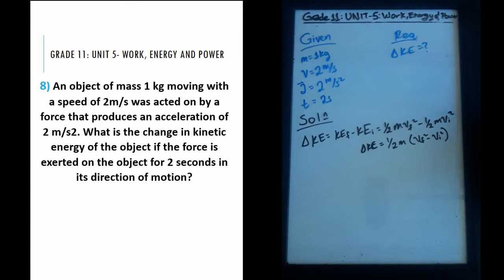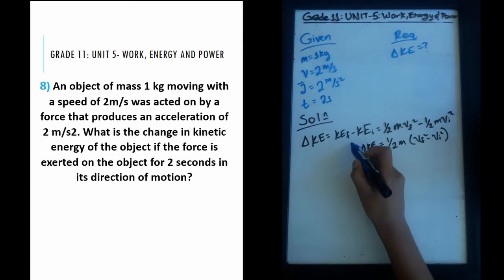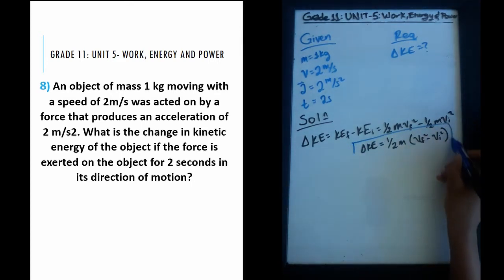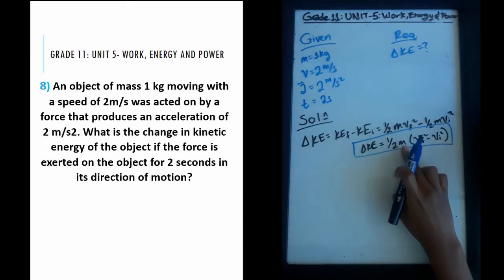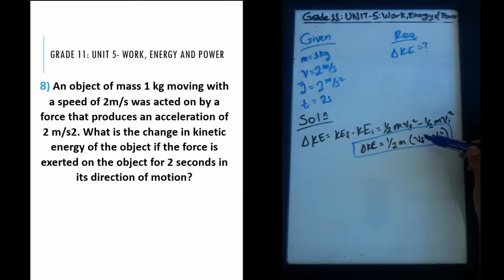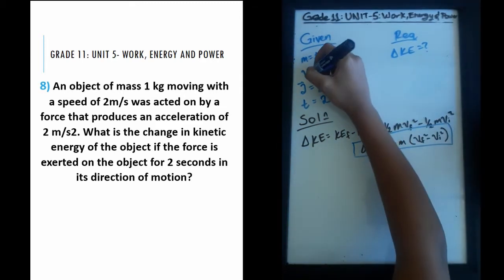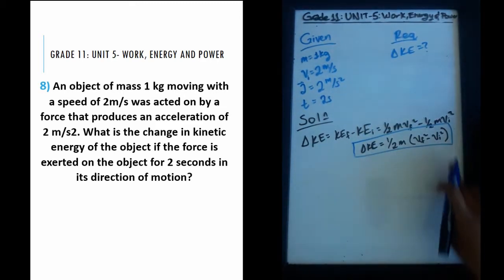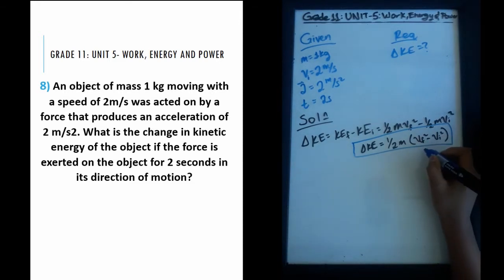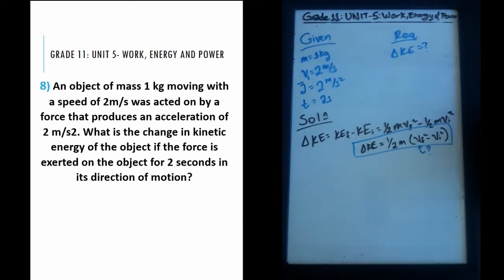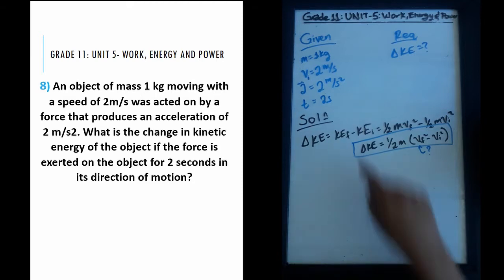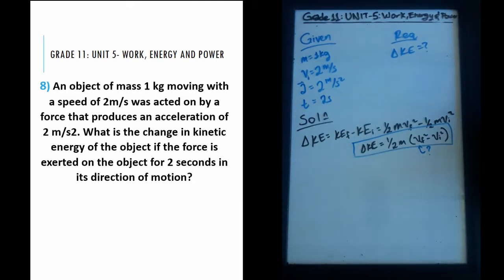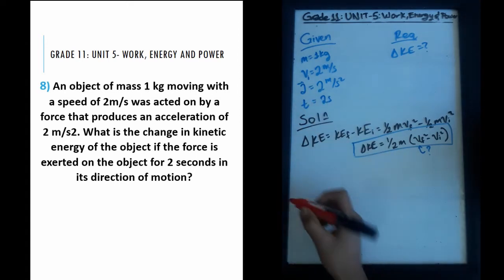So let's look at this formula we have here and see what we have and what we don't have. We have the mass of 1 kg. We don't have v final, but we do have v initial. So this value right here is actually the initial speed. So we're going to have to find a way to find this final velocity. Luckily enough, we have a bunch of stuff that we haven't used yet, the acceleration and the time. So let's try to find v final using the quantities that we do have.